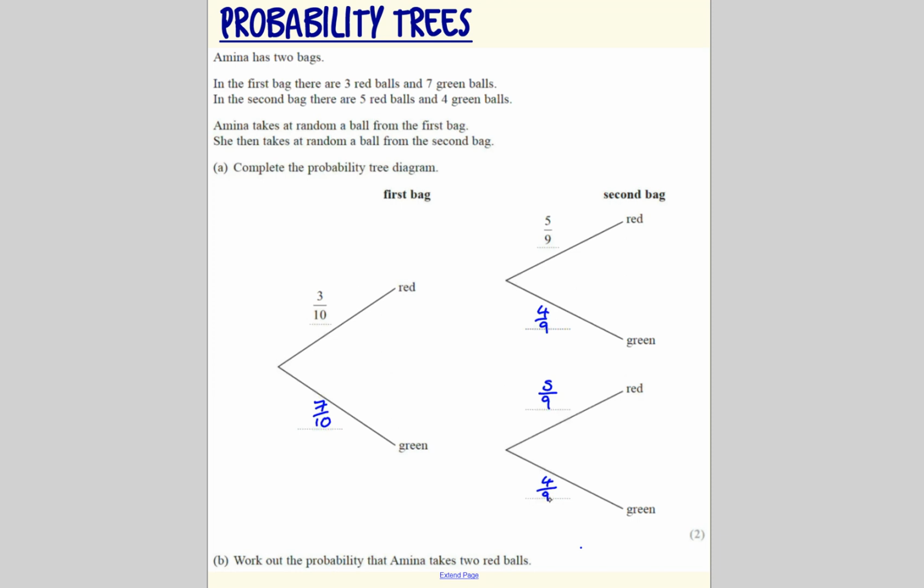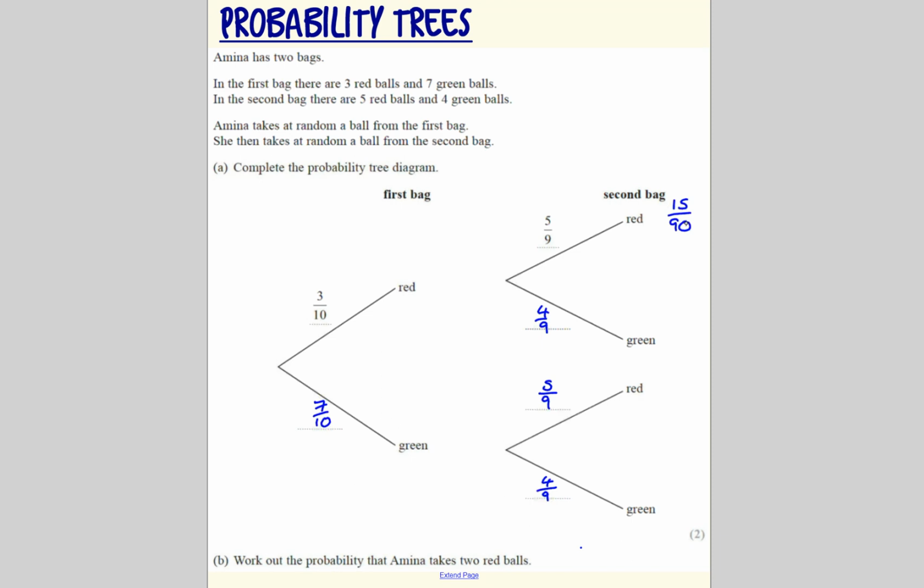We can now work out the probabilities of each of these sets of combined events. So the probability of picking out a red ball from the first bag and picking out a red ball from the second bag will be those probabilities, the 3/10 and the 5/9 multiplied together. And we just multiply the numerators and multiply the denominators. Do not simplify these fractions.